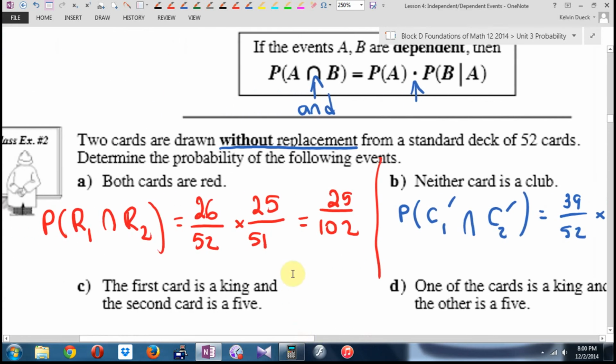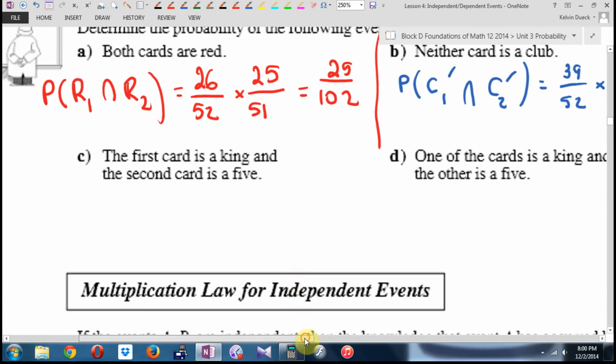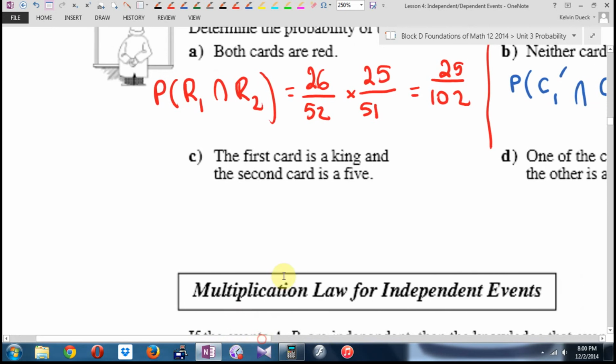C. The first card is a king and the second card is a 5. So we want the probability of a king on the first and a 5 on the second.